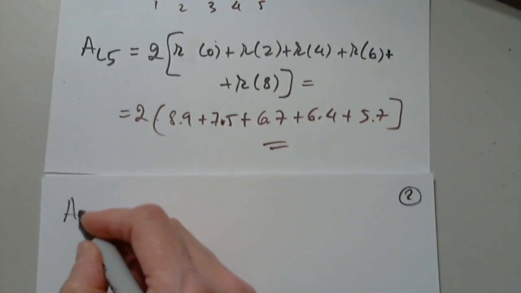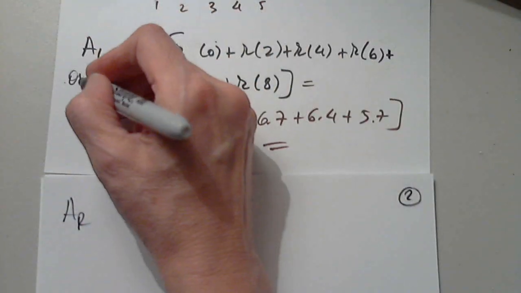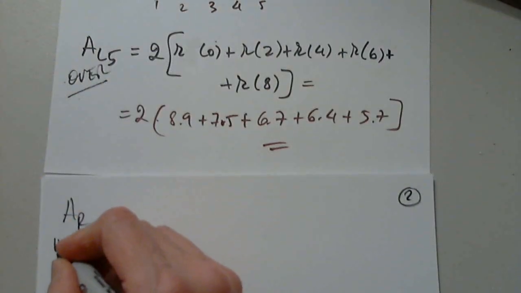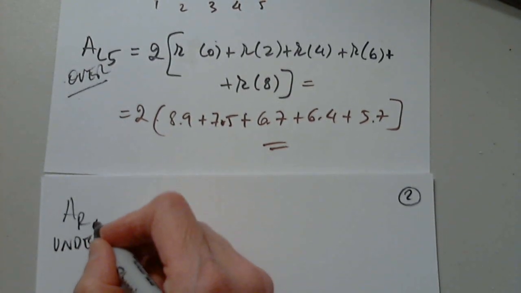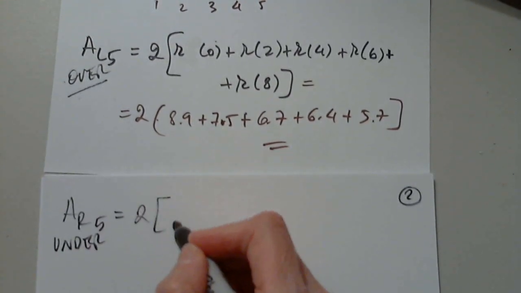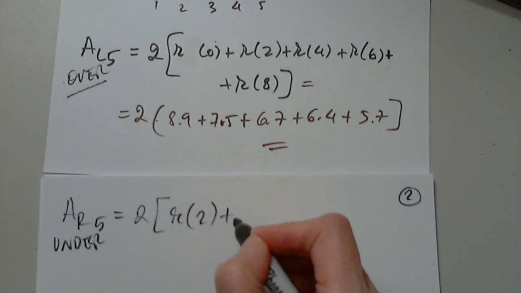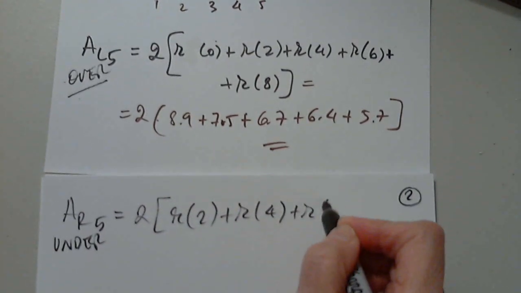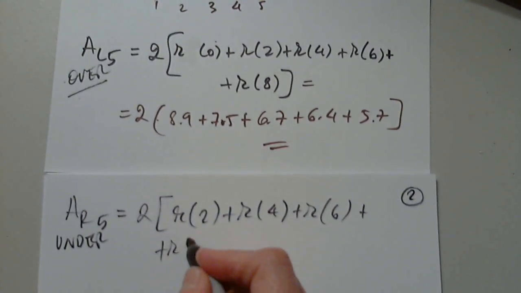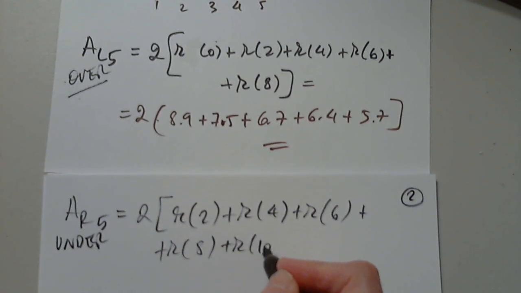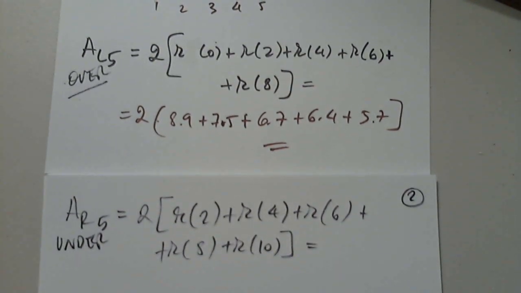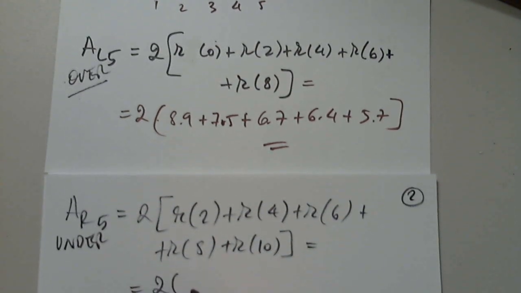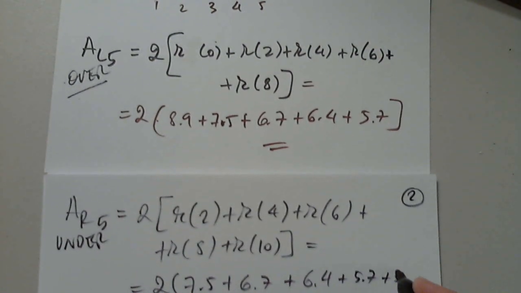So this is the over, and this is the under with 5. So this will still be 2 times r of 2 plus r of 4 plus r of 6 plus r of 8 plus r of 10. So again, this will be 2 times 7.5 plus 6.7 plus 6.4 plus 5.7 plus 5.3.